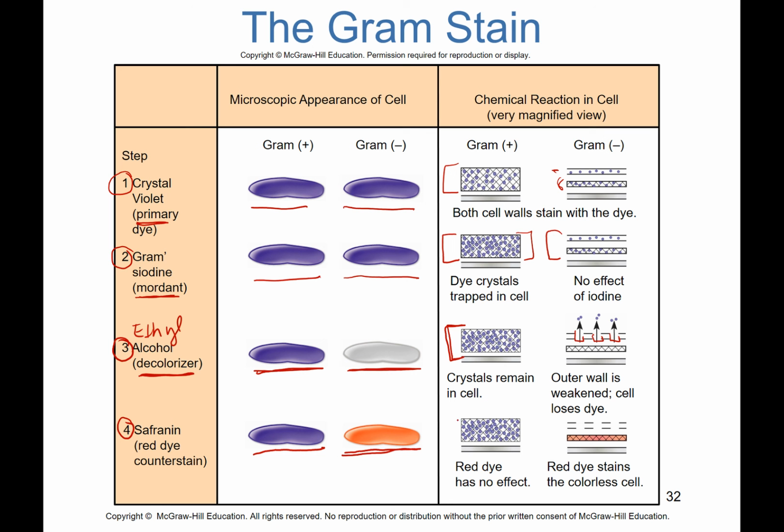So in the cell wall, that red stain, safranin, has no effect on a gram-positive. However, that red stain will color that thin layer of peptidoglycan. So when we look at a microscope, we can see gram-negative cells. If we did not counterstain, they would be colorless and we'd see nothing.